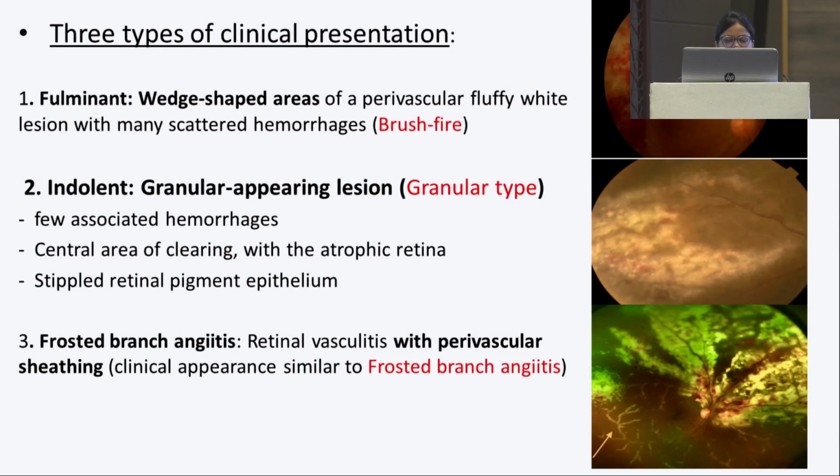The first is the fulminant type, wherein we'll have this wedge-shaped area, also called pizza pie appearance, with this fluffy white lesion with multiple scattered hemorrhages, also known as brush fire appearance. The second is a granular variety, wherein there will be a granular-appearing retinitis lesion. There will be very few hemorrhages. And the third is frosted branch angiitis, wherein the retinitis would be along the vessels, with perivascular sheathing.